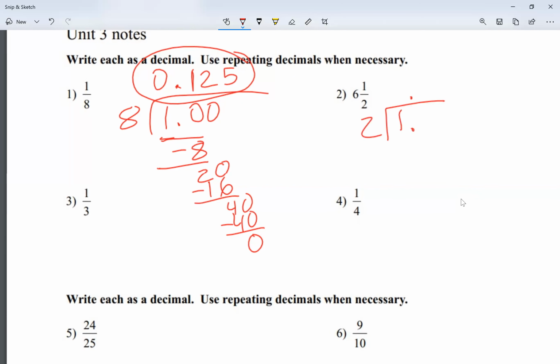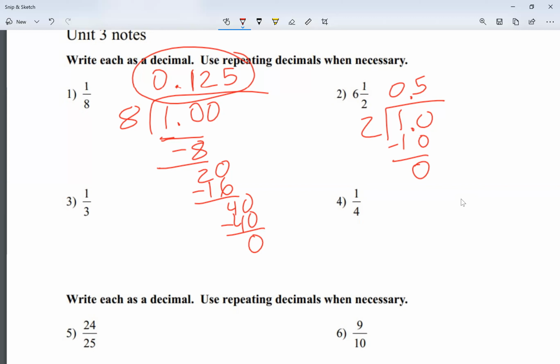Let me bring this up. 2 cannot go into 1, so it's 0. So let me bring an extra 0 here. 2 goes into 10 5 times, because 5 times 2 is 10. When I subtract this, I get 0 for remainder. So just my fraction, 1/2, simplifies to 0.5.